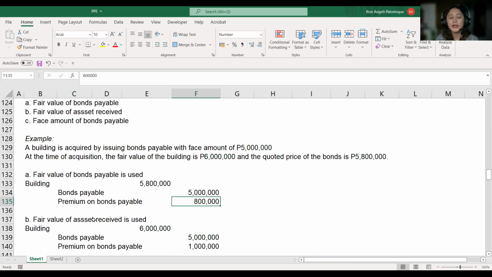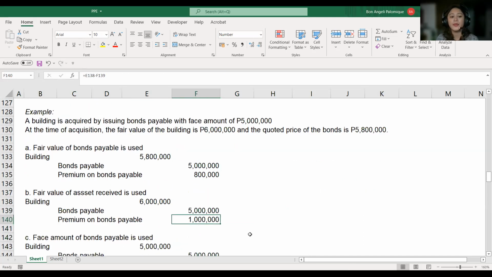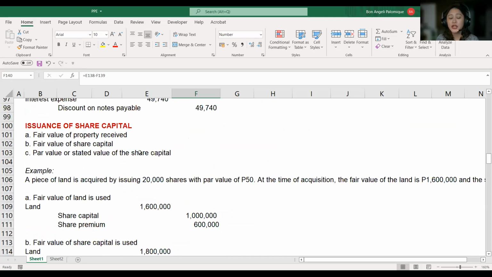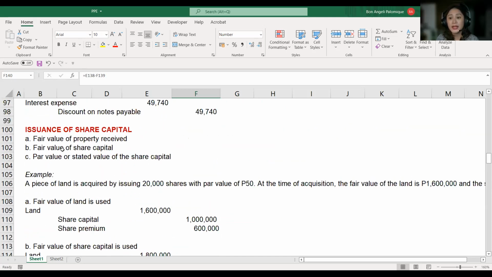Pag hindi given yan, tsaka mo lang titignan yung fair value which is 6 million. And ang magiging balancing figure mo is yung premium on bonds payable. Next, face amount which is 5 million. So, medyo hawig siya nito ni share capital. Magkabaliktad lang yung kanilang hierarchy dito sa A and B.